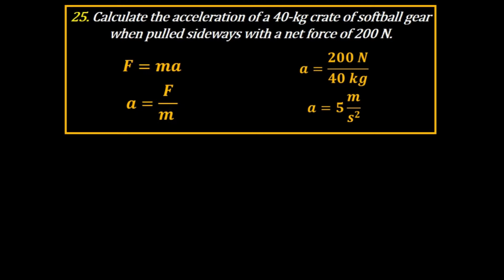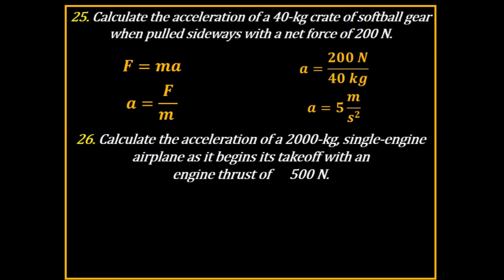The next one is simply going to be force over mass, and that equals 5. Okay, calculate the acceleration of a 2,000 kilogram single engine airplane as it begins its takeoff with an engine thrust of 500 newtons. So it would be 500 divided by 2,000, which would be 0.25.